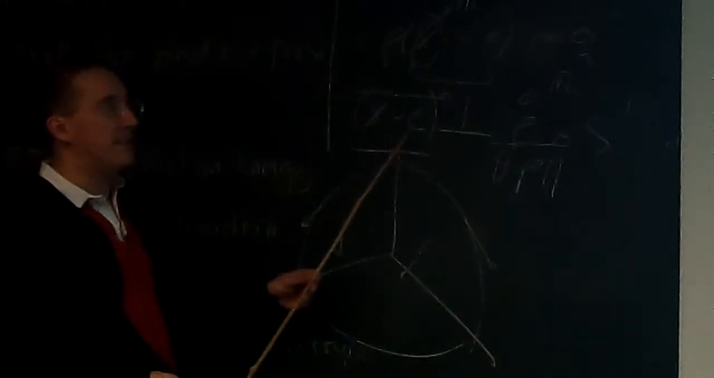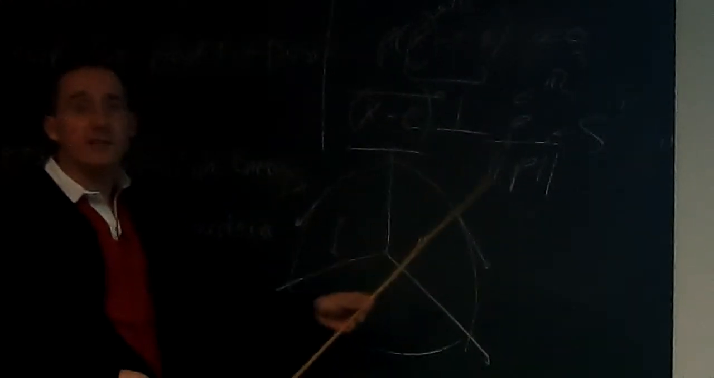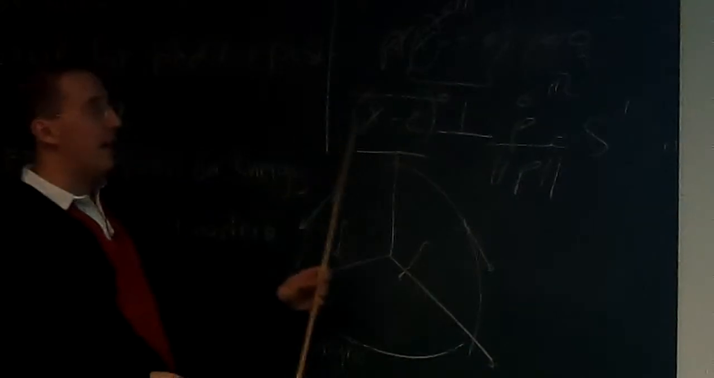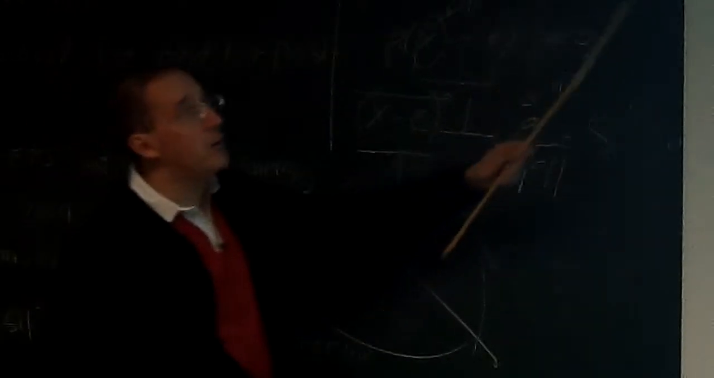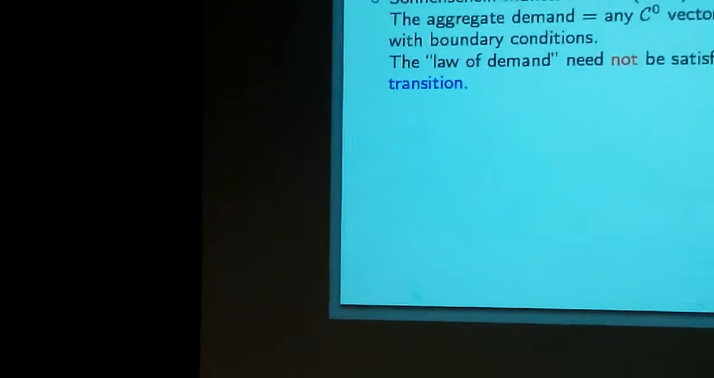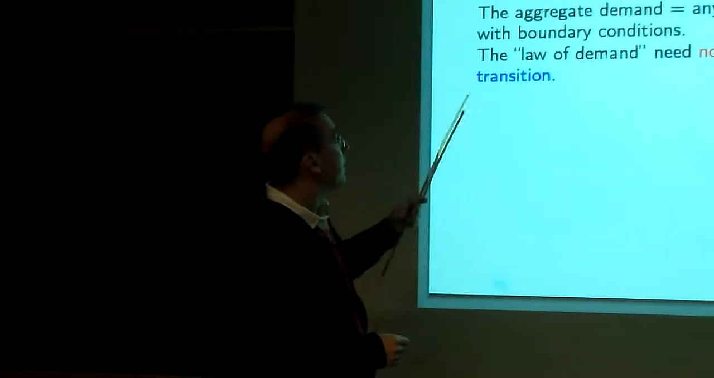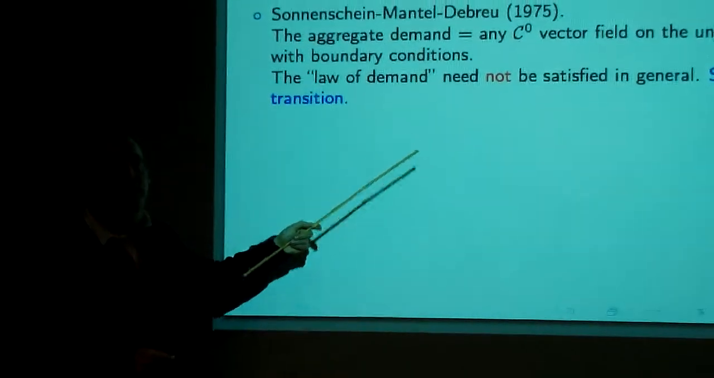What I'm saying is that the net demand is orthogonal to the price. The price is normalized on the unit sphere, so you have a vector field. And the beautiful result says that this vector field could be any vector field, provided it is continuous and it is inward pointing on the boundary. So especially it has no reason to satisfy the law of demand.